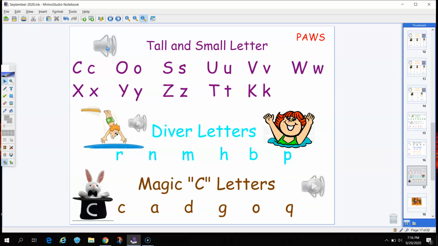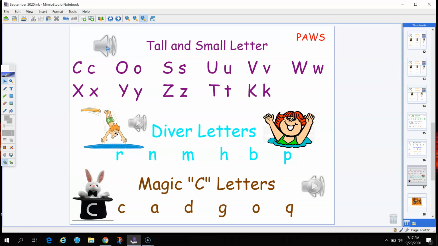I write capital C and write beside lowercase c, half the size. The capital C is tall, tall, tall. The lowercase c is small, small, small. I write capital O and write beside lowercase o, half the size. The capital O is tall, tall, tall. The lowercase o is small, small, small.